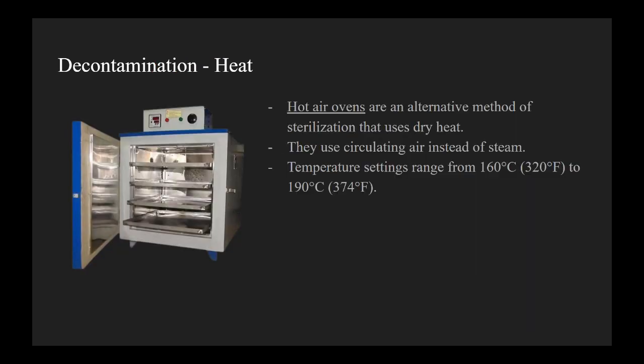So we can also use hot air ovens. These are an alternative method that uses dry heat. So this time we're not using steam, right? We don't need water for this. We're just using really, really hot air, and we're circulating the air within the internal components here, and then all that air will again kill all the microbes. And again, just to give you a sense of how hot it is, it's 320 Fahrenheit to 374 Fahrenheit.